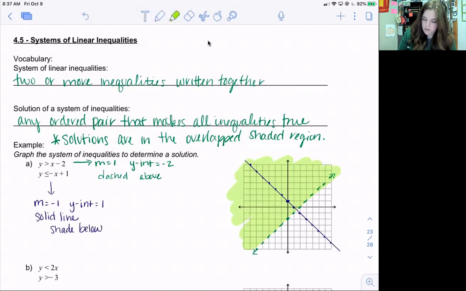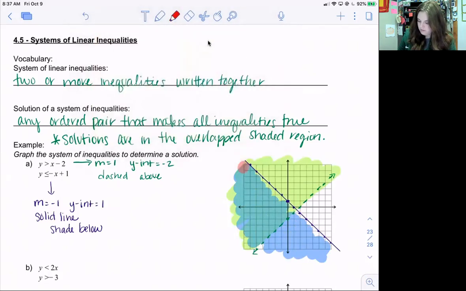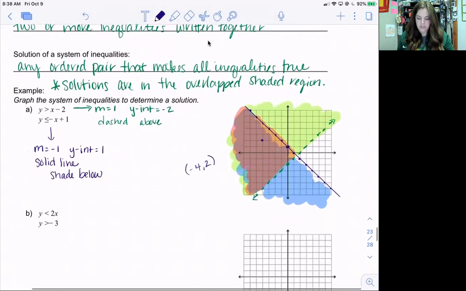So if we shade below the line, we have that. And then you can see that all of our overlapped area is everything here to the left. Okay. So that would be all of our solutions. So we can pick an ordered pair, like here we have, what, negative 4, 2. And that would be a solution. Okay, any of the ordered pairs within that. All right, now let's look at B.